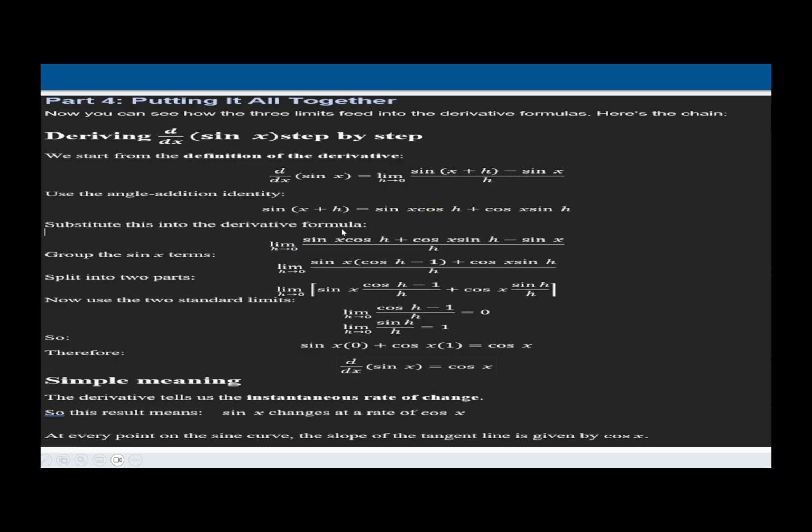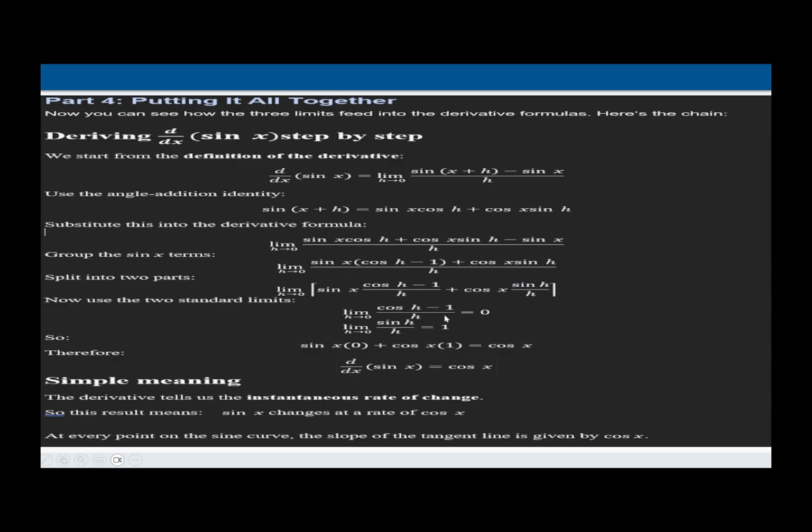Substitute it into the derivative formula. Substitute this one here into the derivative. We get the limit of sin x cos h plus cos x sin h, minus sin x, all divided by h. The limit is as h goes to 0; we take sin x common out. That gives sin x times (cos h minus 1) plus cos x times sin h, so it becomes two limits here.